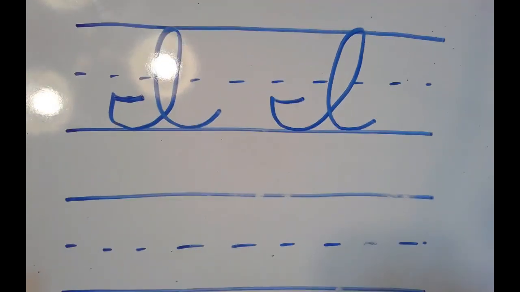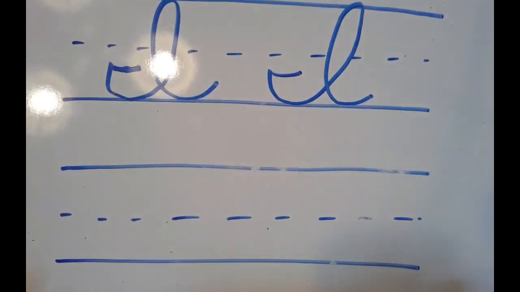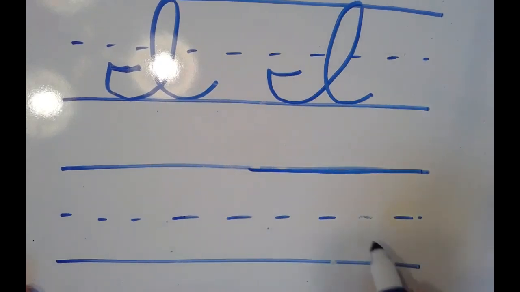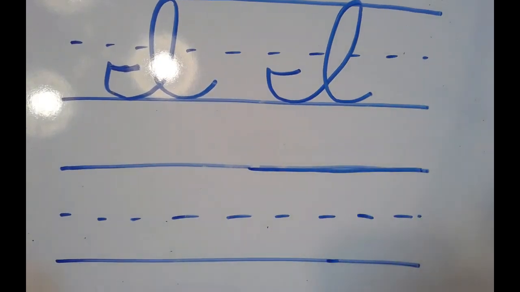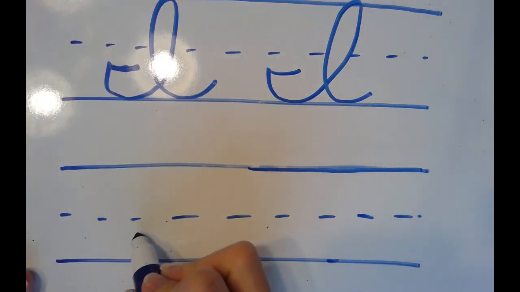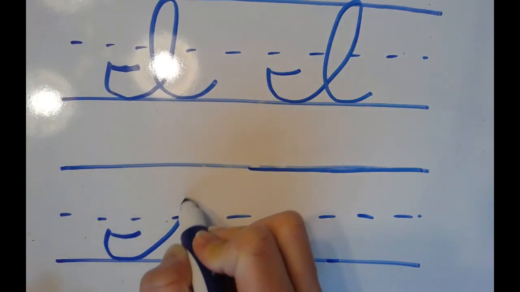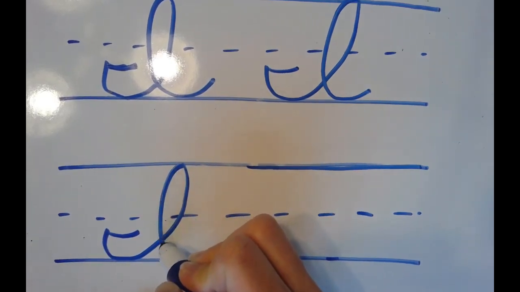Okay, you may want to practice a few before we write the word, so feel free to pause the video if you need to, and then we're going to write the word Italy, which is a country in Europe. I'm sure many of you have heard of this country. Okay, so I'm going to start here, come up and around, and then I'm going to attach the next letter.